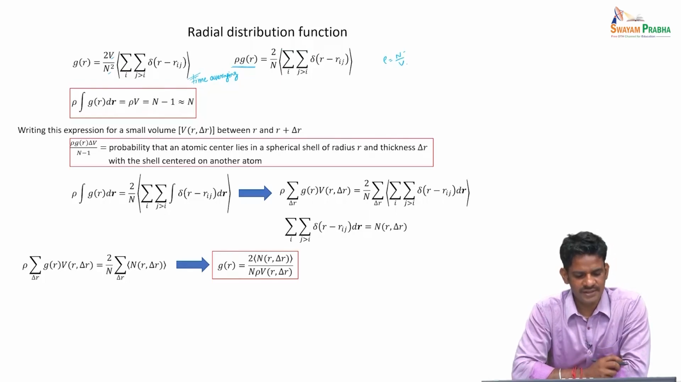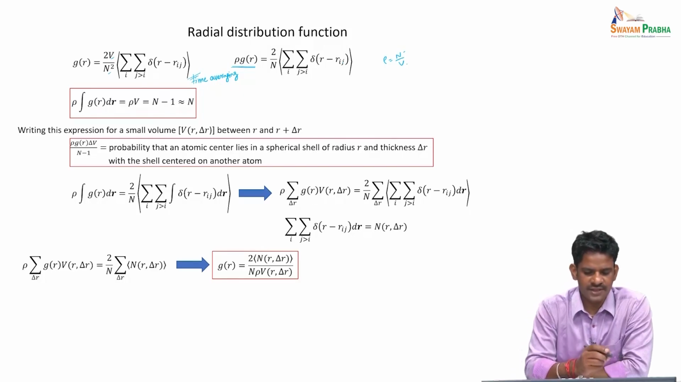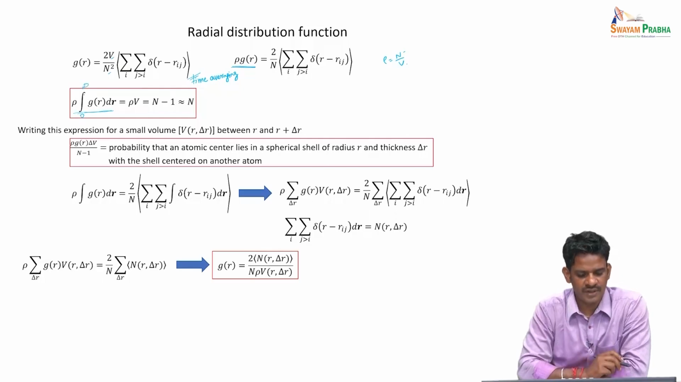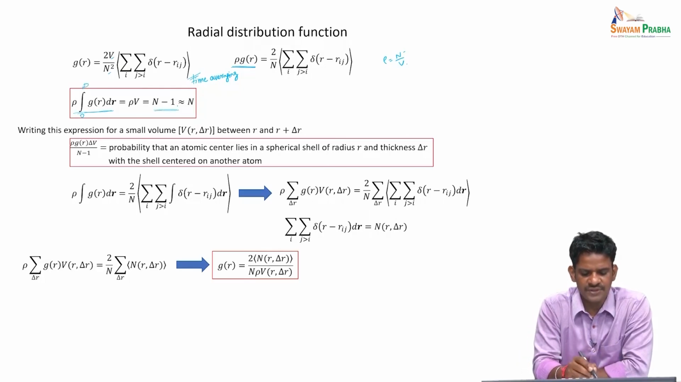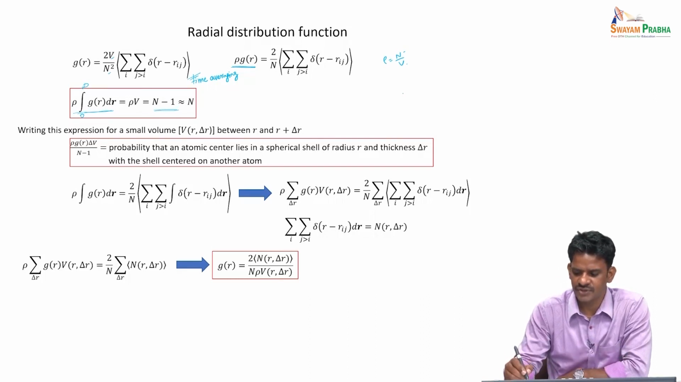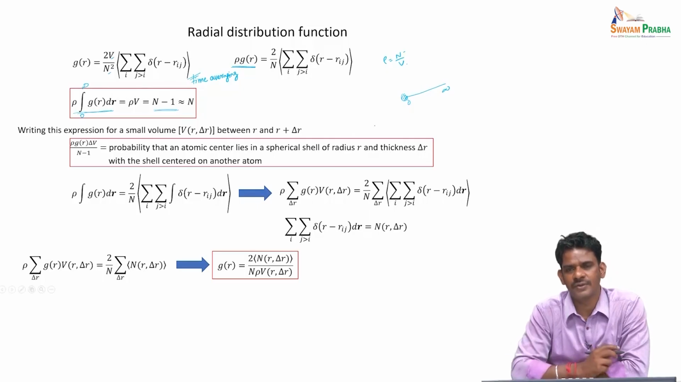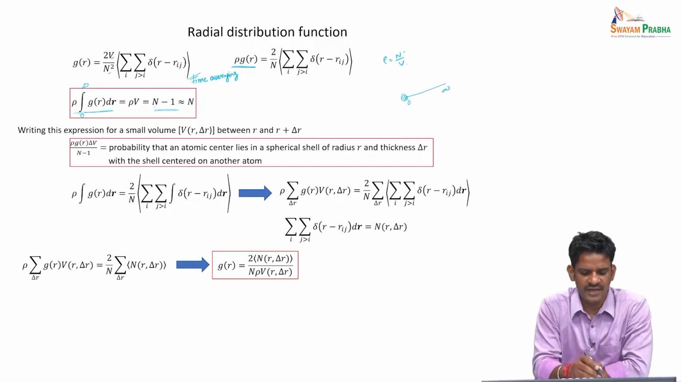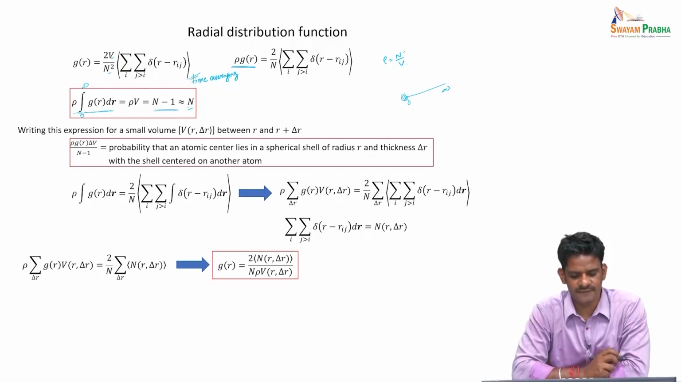We also noted that this RDF has a certain property: if I integrate this rho g(r) over a distance from 0 to infinity, it gives me the total number of neighbors in the simulation box, that is, N minus 1. So in a simulation box, you are looking at a target molecule and averaging all the neighbors from 0 to infinity. That should give me all the other molecules in the system, which is N minus 1. When N is very large, you can even approximate this to N itself. We take this as a working definition for g(r), and from here we try to derive an expression that can be used in MD simulations.